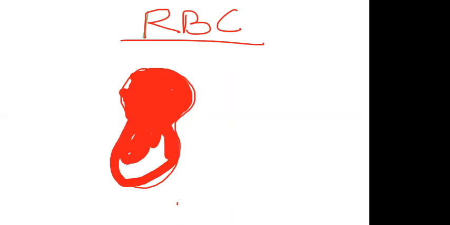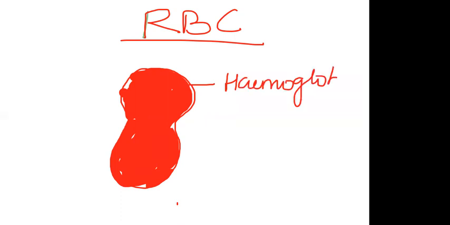So we say it completely lacks any cytoorganelle. What is present then? Just hemoglobin. The only component present here is hemoglobin. See this, biconcave in shape. The surface view will be circular, so that's why we say circular, biconcave, enucleate.